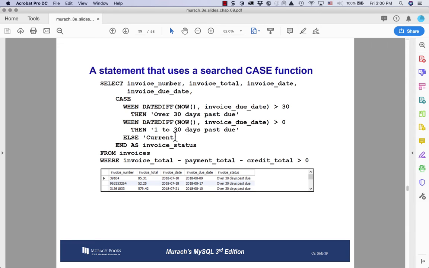Now else current. How do we know it's current? Well, because it wasn't more than 30 days past due. It wasn't 1 to 30 days past due. And whatever drops through is not past due. It's current. So this is a great way to categorize invoices as being past due, and you could even have ranges of past due. And of course, we have the where. We're only going to look at the rows where we owe something. So if the current balance is greater than zero, then we're going to consider them. If it's zero or less, then we're not even going to consider it. Pretty cool stuff.